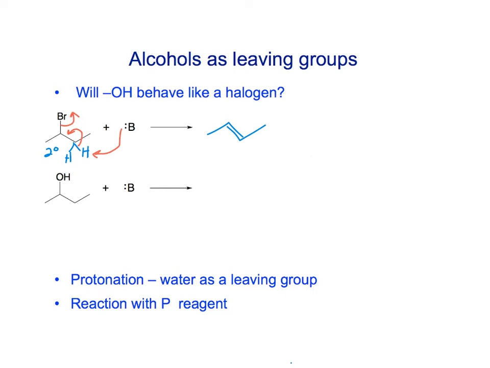To try to do this for an alcohol, the alcohol is a poor leaving group, and so this reaction doesn't work. We have two different strategies to get around this problem. First, like we saw before, protonation of the alcohol gives us a water molecule that's now a good leaving group, and we'll also see the elimination of an alcohol using a different phosphorus reagent.